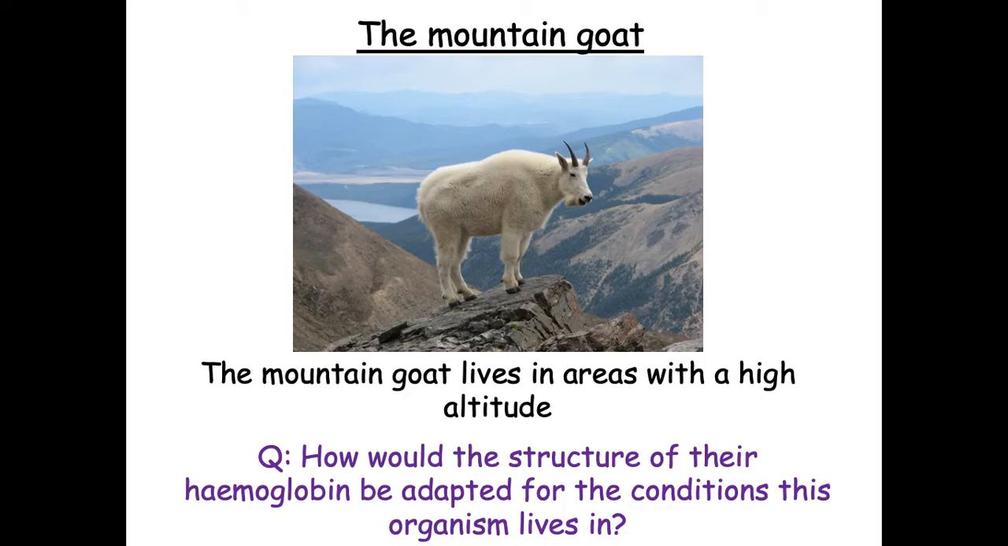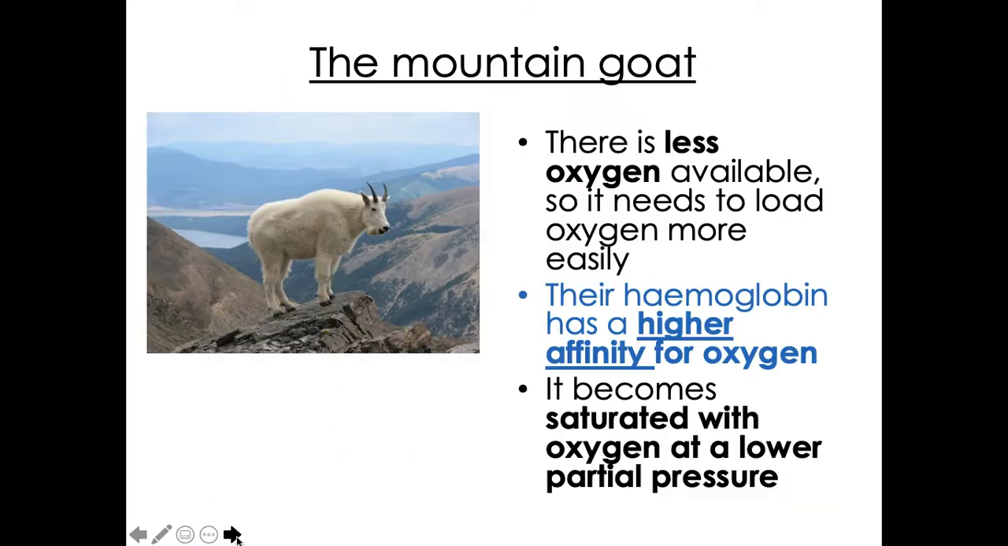So the mountain goat needs to be able to extract oxygen from the air a lot more easily when the partial pressure is lower. So we need here for the mountain goat a haemoglobin that has a very high affinity. Affinity is the word we use to describe the sort of attraction between oxygen and haemoglobin, the likelihood that it will bind. So if haemoglobin has a high affinity for oxygen, it binds it more readily, more easily at lower partial pressures. There's less oxygen available, so it needs to load oxygen more easily. Their haemoglobin has a higher affinity for oxygen, so it can become saturated at a lower partial pressure. So where oxygen partial pressure is lower, it will load oxygen more easily than, say, our haemoglobin.